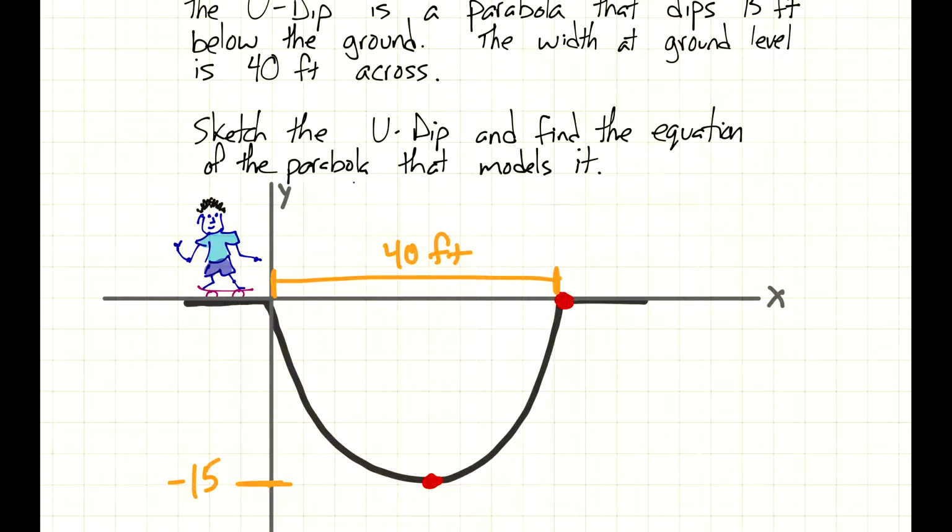All right, so let's see if you got this correct. Since this is 40, right in the middle is going to be 20. So this is going to be 20 comma negative 15. 20, negative 15 is our vertex, which makes this x and y point 40, 0.